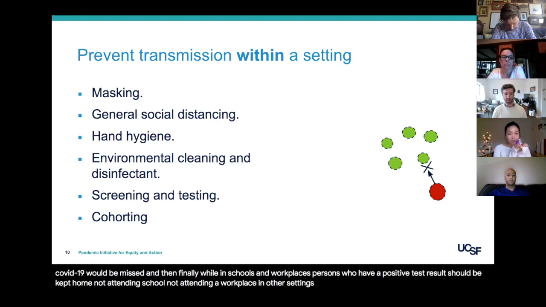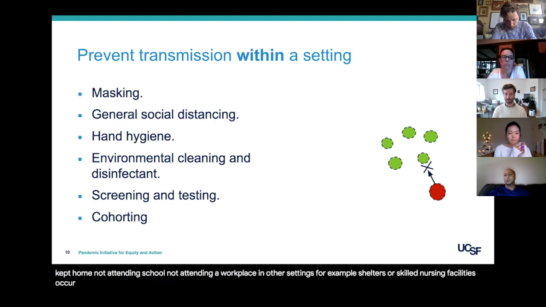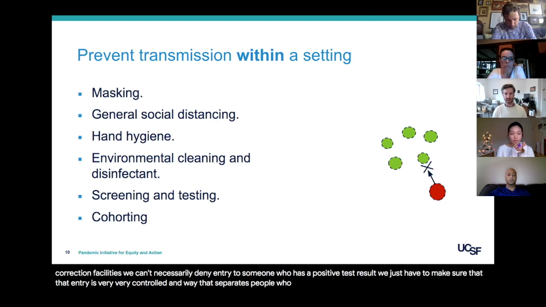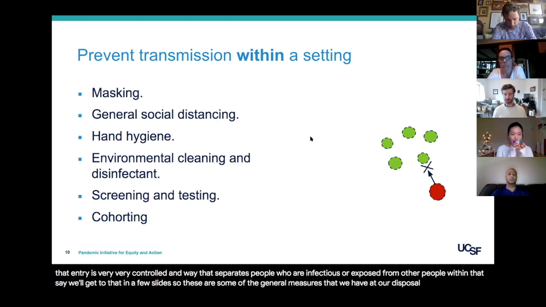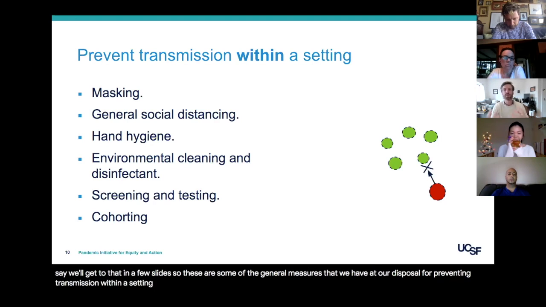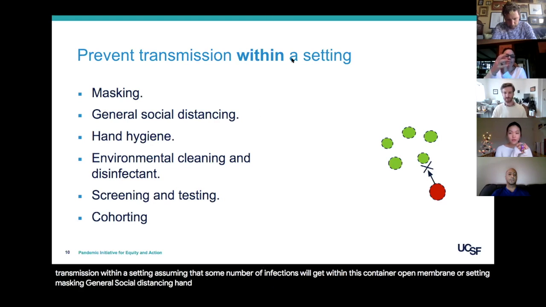In other settings, for example, shelters or skilled nursing facilities or correctional facilities, we can't necessarily deny entry to someone who has a positive test result. We just have to make sure that that entry is very controlled in a way that separates people who are infectious or exposed from other people within that setting. We'll get to that in a few slides. So these are some of the general measures that we have at our disposal for preventing transmission within a setting, assuming that some number of infections will get within this contained or open membrane of our setting. Masking, general social distancing, hand hygiene and environmental cleaning, screening and testing, and cohorting.